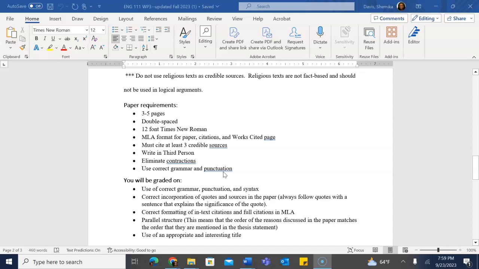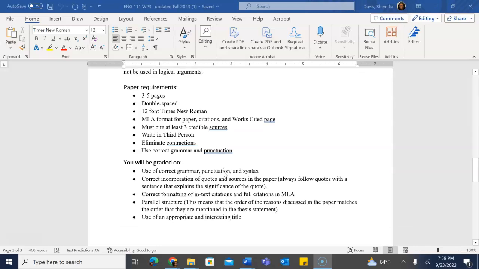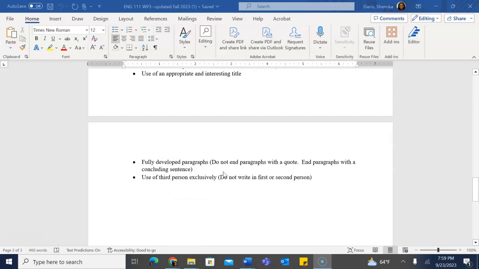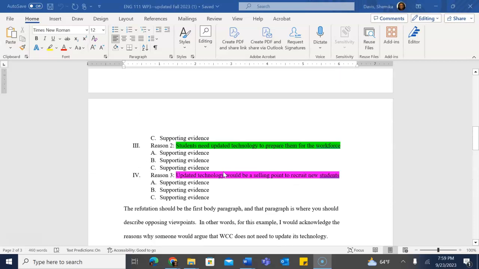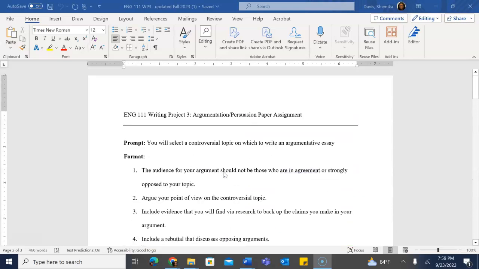Again, the paper requirements are 3 to 5 pages, making sure that your paper is double-spaced, 12 font, Times New Roman, MLA, of course, is what we're using. Make sure that you cite your 3 sources. This is exclusively written in third person, eliminating your contractions, and then of course using proper grammar. And all of this you will find in Moodle. So just make sure that you look at the paper requirements there.